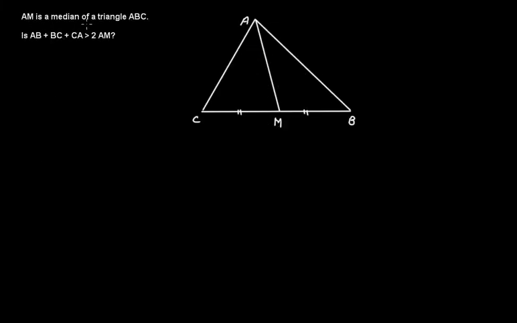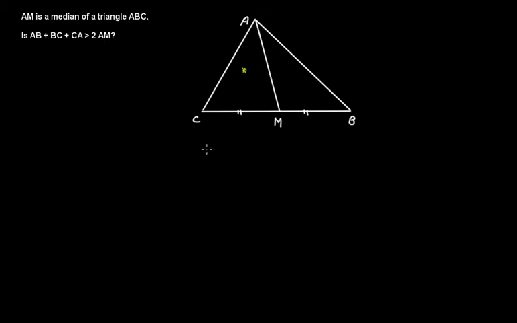AM is a median of a triangle ABC. Is AB plus BC plus CA greater than 2 times AM? You have to prove this. You have to prove that AB plus BC plus CA is greater than 2AM or not. Let's do it. It's kind of fun to solve such problems. It's really very interesting.